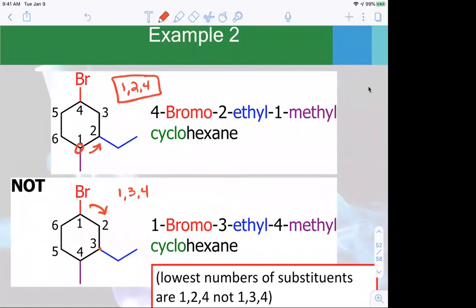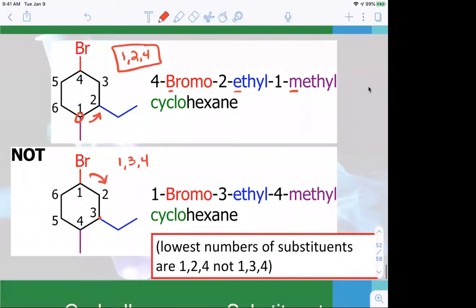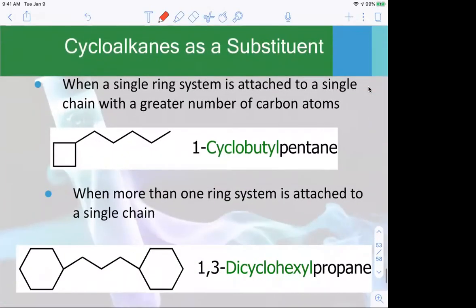Once I number it, I'm still going to arrange those substituents in alphabetical order. So I'd have 4-bromo, 2-ethyl, and then 1-methyl. It's got a 6-membered ring, so that would be cyclohexane. So you always want to consider your numbering in these situations.